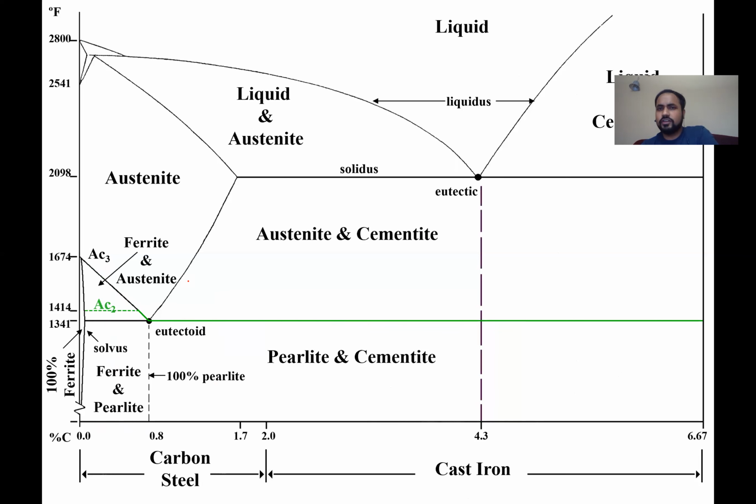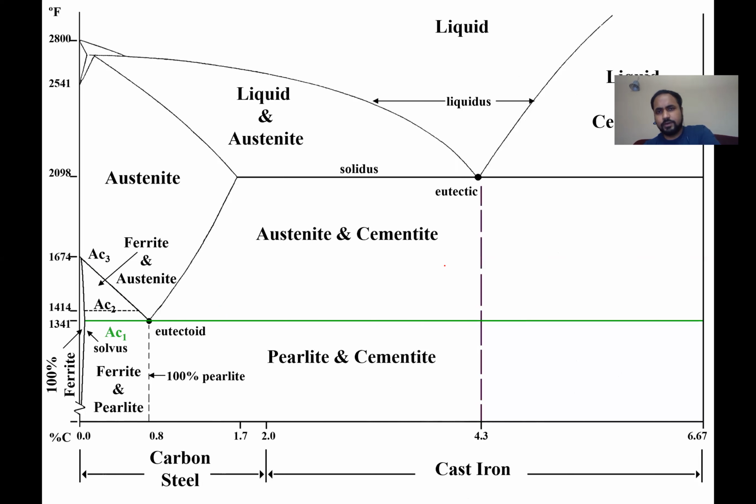Then you have another line called AC2. You won't be using this line a lot, but basically this line tells you the temperature above which steel becomes non-magnetic. The AC2 line is the Curie temperature line. Curie temperature is the temperature above which steel becomes non-magnetic. Any steel will be non-magnetic above this temperature.